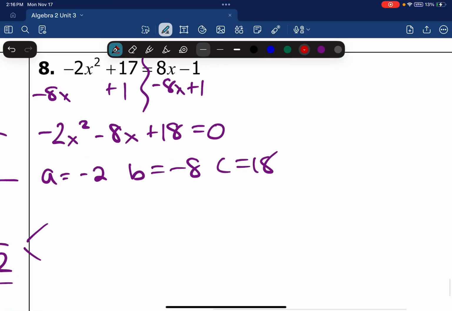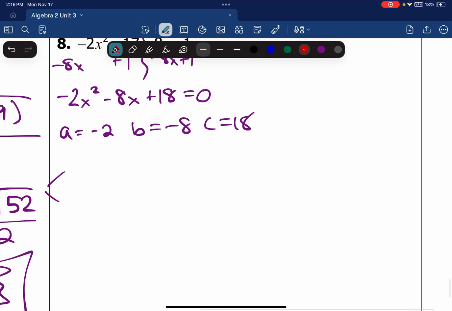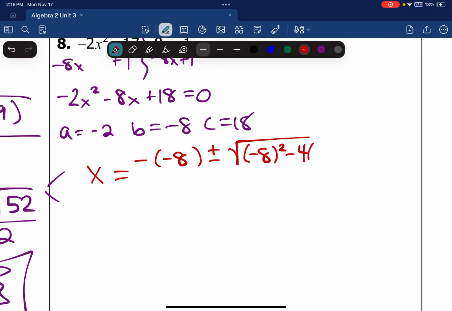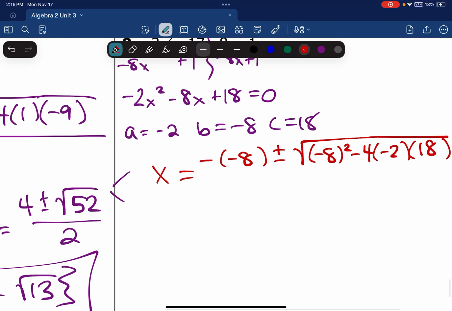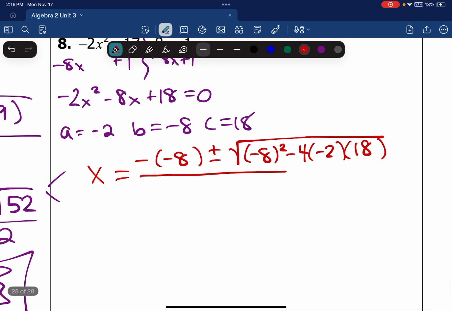I'm going to switch colors. x equals -b, -8, plus or minus the square root of -8 squared minus 4 times a times c. Notice I ran out of radical. I've got to extend that radical. All of that belongs under the radical, and then all of what we just wrote is our numerator, because our denominator is just 2 times a.